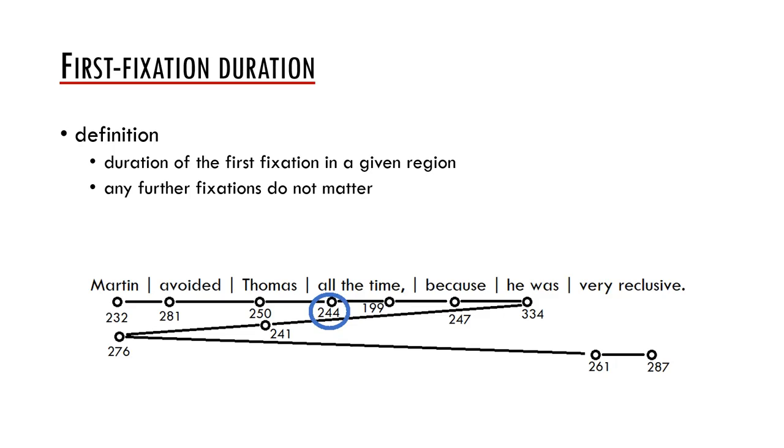In the case of the example sentence, the first fixation duration in the region all the time is 244 milliseconds. Similarly, the first fixation duration in the region Thomas is 250 milliseconds. This measure is important because it captures the difficulty of the initial processing of the word or region.